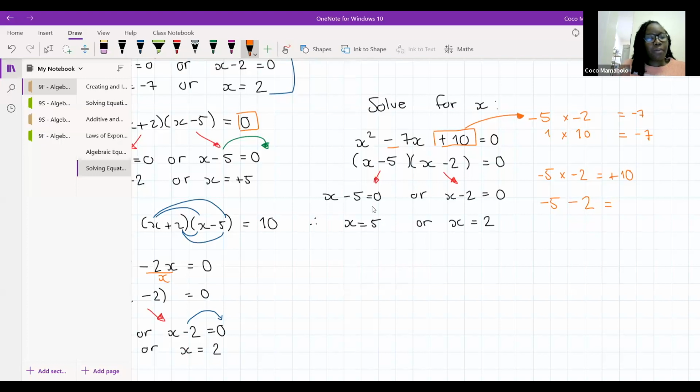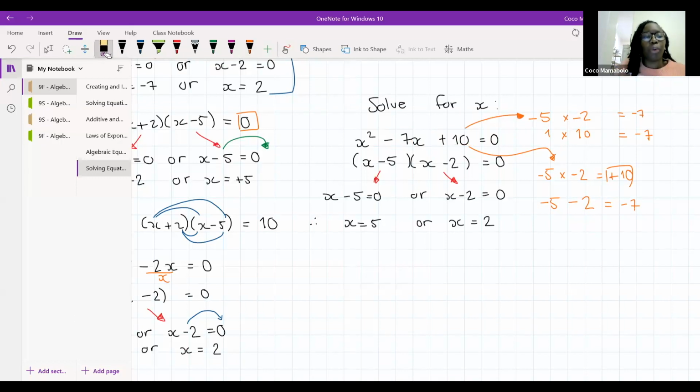-5 minus 2, ma'am, is -7. So this number, when we multiply them, they give us this last number. Do you see that? And when we add them together, they give us the middle number. That's why for -7, we use -5 and -2. Okay, ma'am. Now I understand. All right. Excellent. Well done.